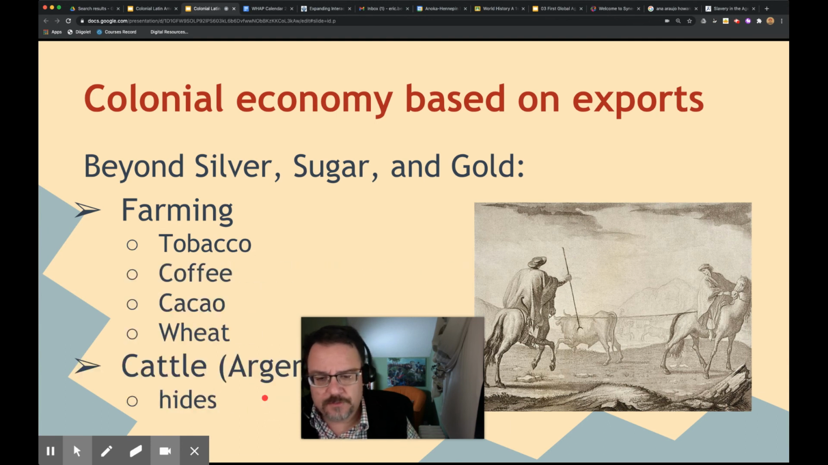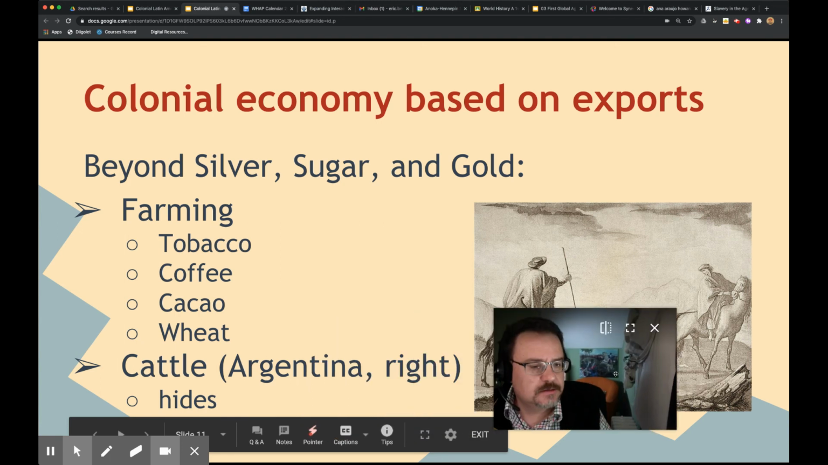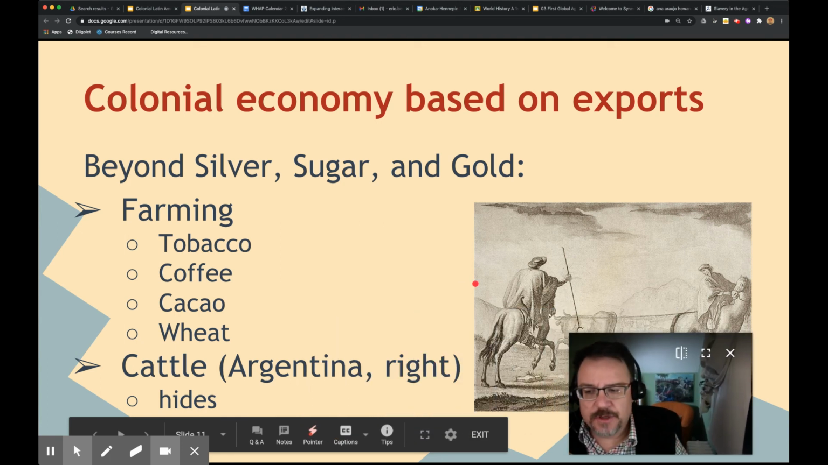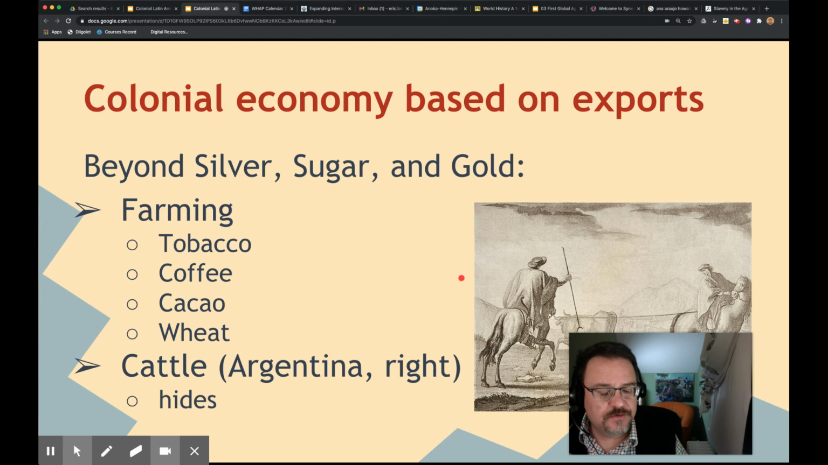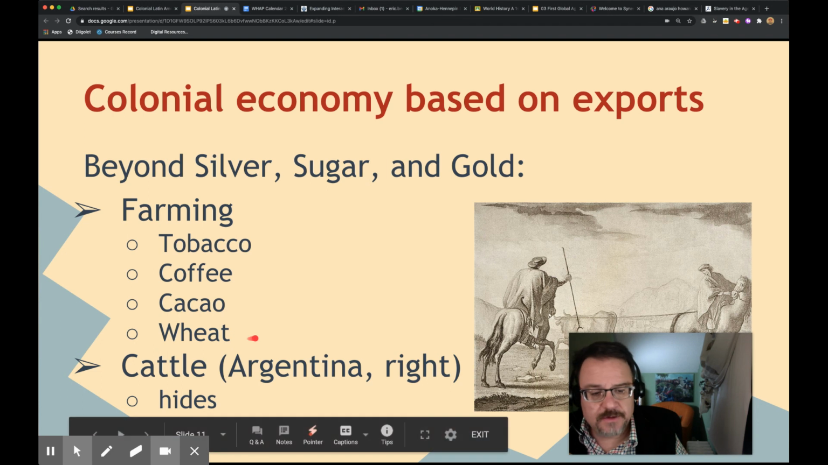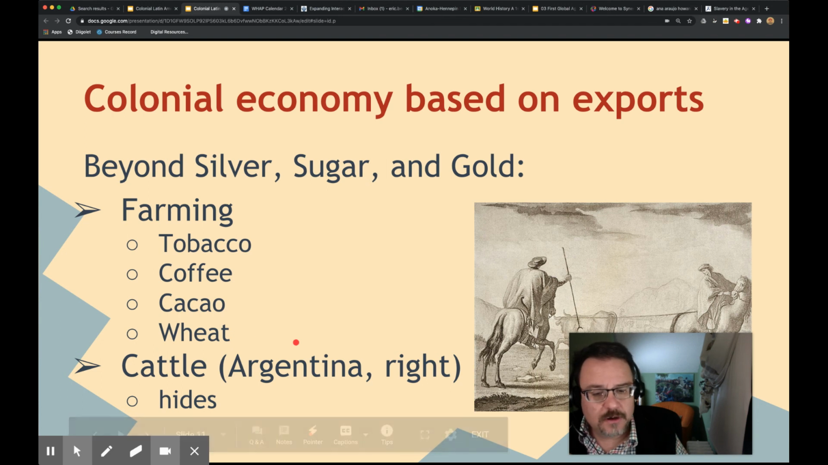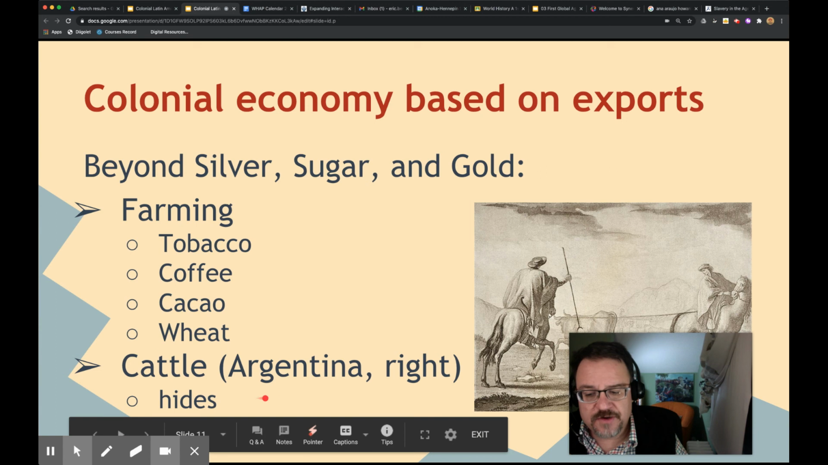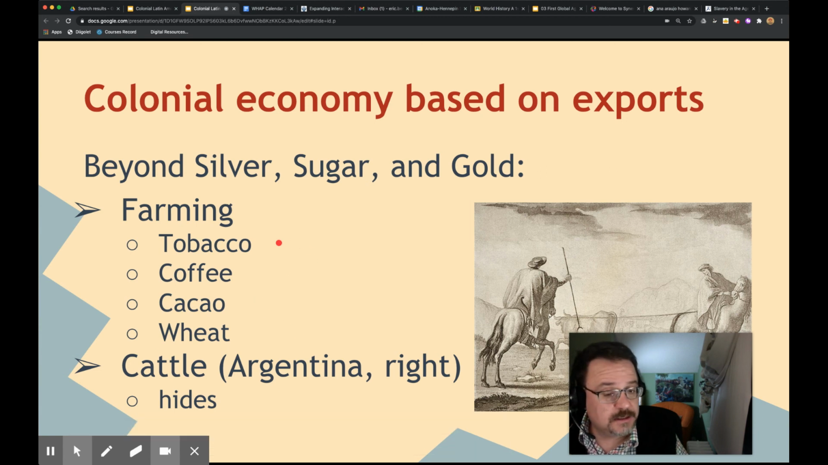These are all natural products that would be exported here. Cacao is the raw ingredient for chocolate. Some of these things are Columbian exchange, like coffee and wheat that had come from the other hemisphere, or beef hides. Others, like cacao and tobacco, were products that Europeans found in the New World and then started to produce for profit.